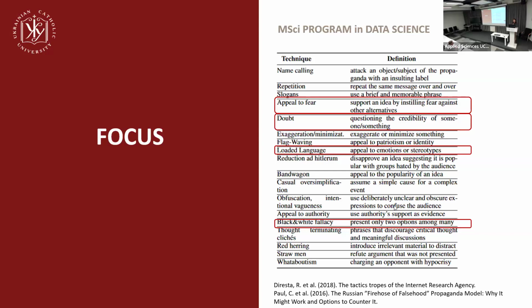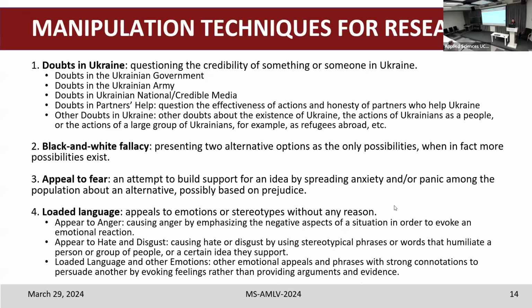Based on the work by Dereste et al. and Polt et al., who have studied Russian propaganda strategy and tactics, we have selected four manipulation techniques out of 18 that deliberately sow distrust, confusion, apathy, and polarize opinion in society. Besides the main class, we also have granularity of this class.